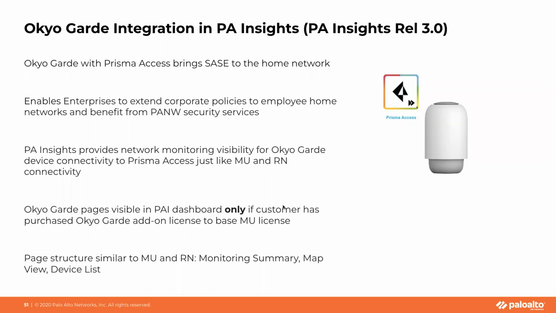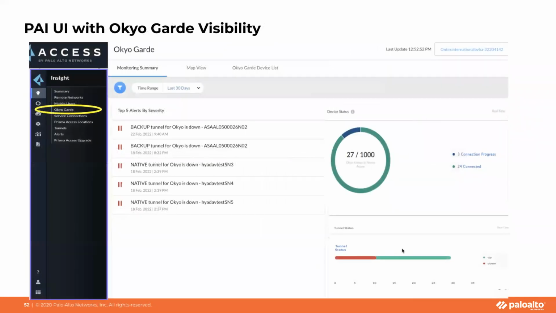Now, Prisma Access Insights provides networking visibility for Okyo Garde, as it connects to Prisma Access, just like MU and RN. So we show you this Prisma Access connectivity health within the Prisma Access Insights if you have purchased Okyo Garde. And Okyo Garde is an add-on license to the base MU license, and this pane shows up on the left nav of Prisma Access Insights only if you have purchased this add-on license to your MU. The page structure is similar to MU and RN, and you see the monitoring summary, the map view, and the Okyo Garde device list.